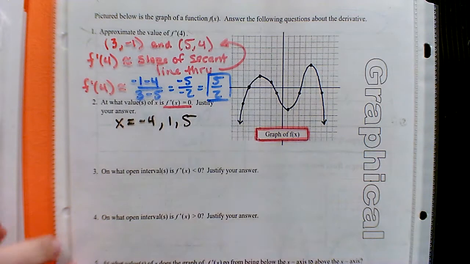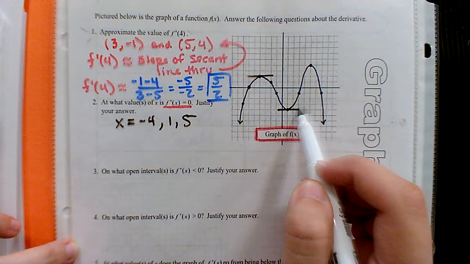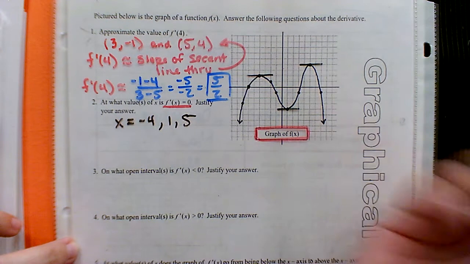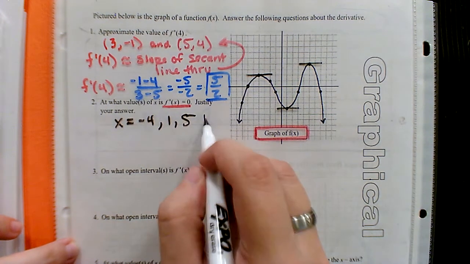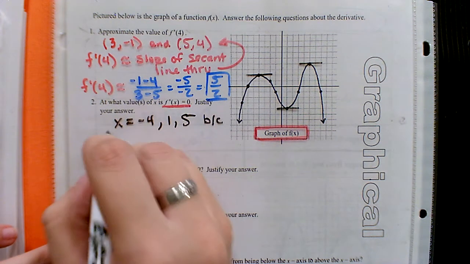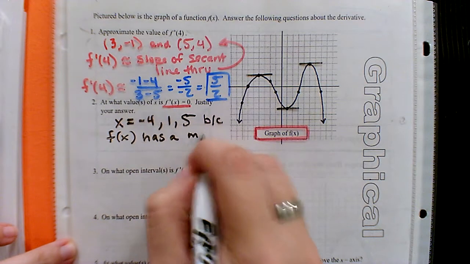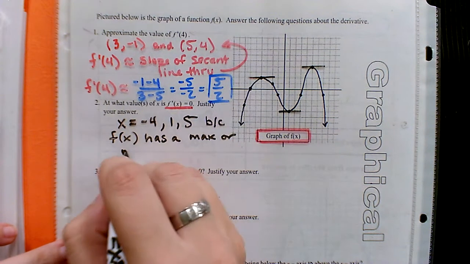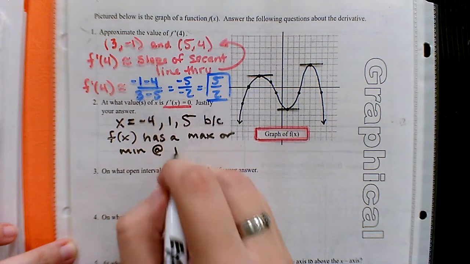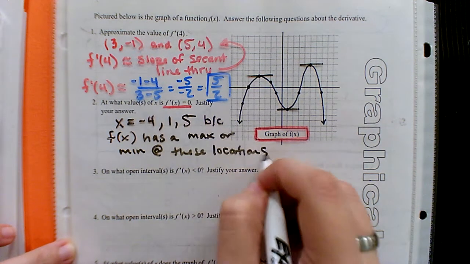Okay? So if I were to draw in tangent lines at those spots, notice how they would be flat. Okay? Justify your answer. Why'd you pick those? Because they're all relative maxes or mins. Alright, because f of x has a max or min at these locations.